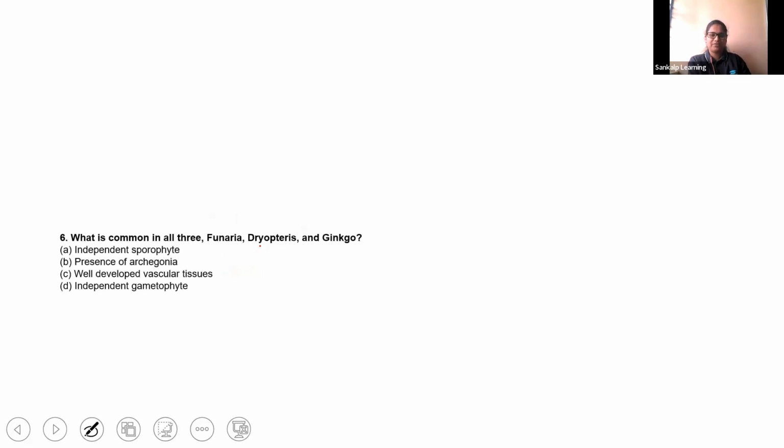What is common in all three: Funaria, Dryopteris and Ginkgo? Independent sporophyte, presence of archegonia, well-developed vascular tissues, or independent gametophyte? Who is going to answer this first? Be fast, guys. What is common in all three? Funaria, Dryopteris and Ginkgo. Sanjay answered it. Very good. What about others? Answer quickly. Rashmi R answered it.